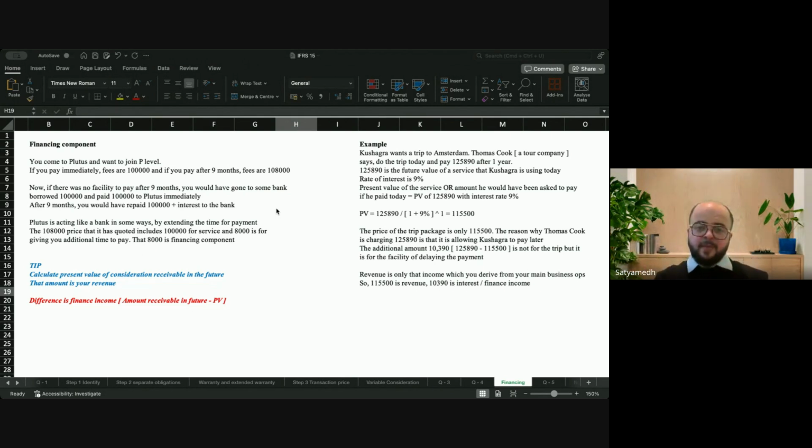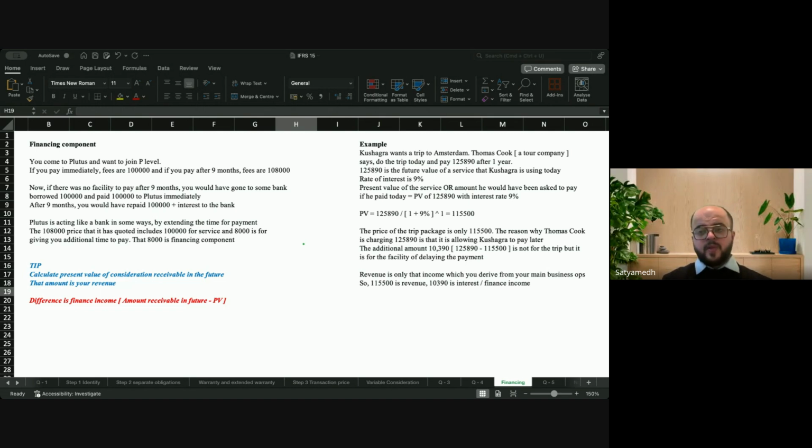And which is why the full 125,890 cannot be considered as revenue. Your revenue amount will only be 1,15,500. The remaining amount goes and gets credited to your finance income.